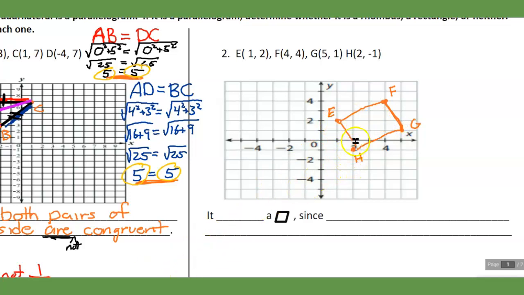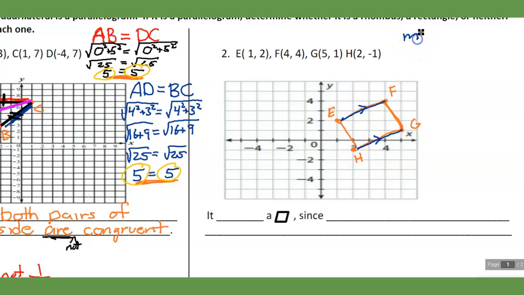So first impression, does it look like a parallelogram? Nope. Okay. Well, if it's not, then we can't do anything after that. So let's stop and just figure it out if it's a parallelogram or not. So we got to show by definition that EF is parallel to GH, right?